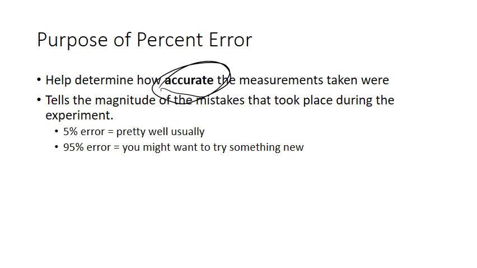So if, let's say, after the calculation you get a 5% error, that means you didn't make that many mistakes. But if you got a 95% error, you should probably do the lab again because there were a lot of mistakes, meaning that your data does not compare well to the accepted values of the scientific community. So if that were to happen, you'd probably want to do the lab again.